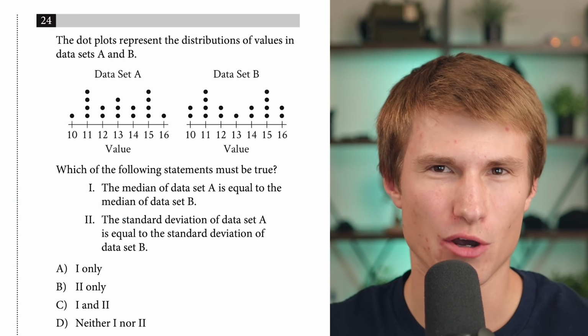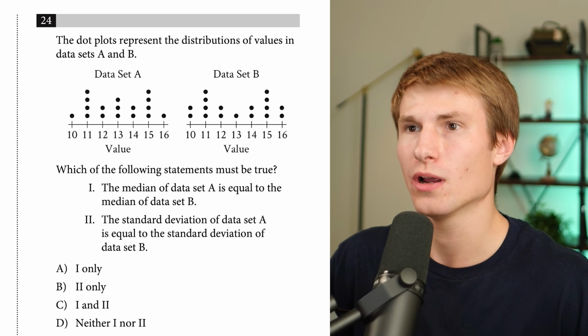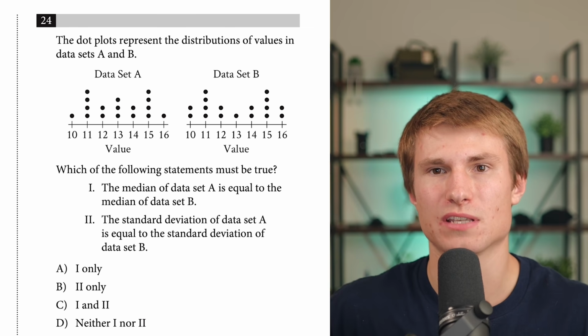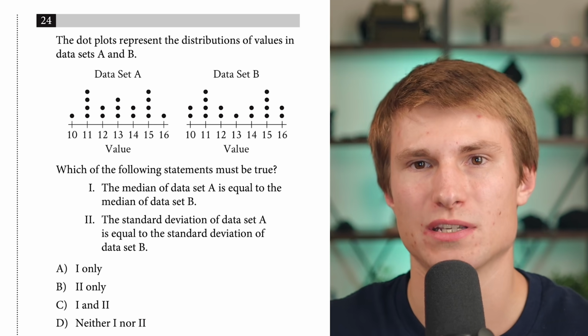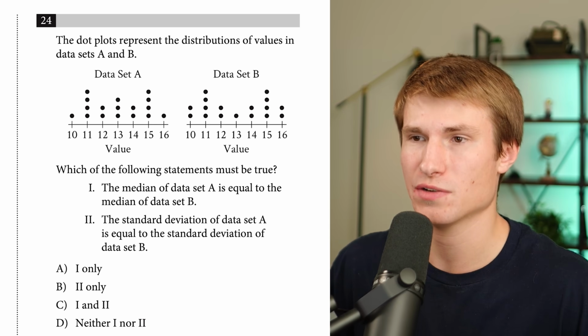Here's something you need to know about standard deviation for the SAT math section. I'm going to illustrate this through question 24. The dot plots represent the distributions of values in datasets A and B. Which of the following statements must be true? Then we have two statements here. One being the median of dataset A is equal to the median of dataset B, and two being the standard deviation of dataset A is equal to the standard deviation of dataset B.